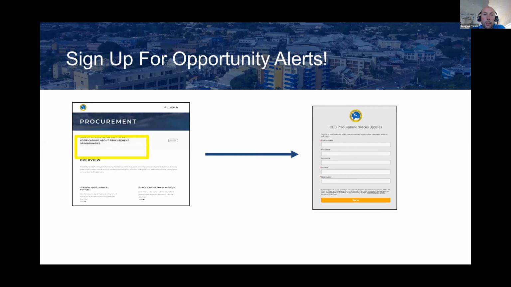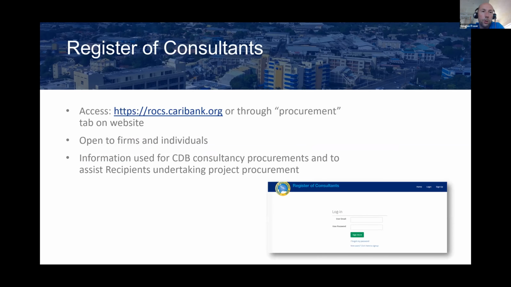And then you'll get a regular update of all the current opportunities. And of course, you're going to hear a few more about Pacific opportunities from my colleagues in a few minutes. Also for consultants, we have a register of consultants. There's a link here, or you can go through the procurement website.